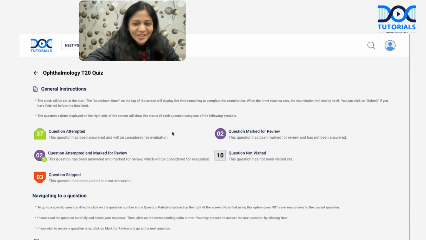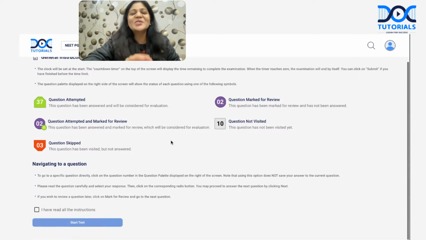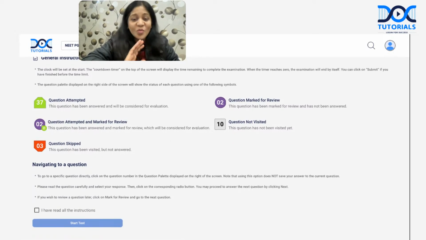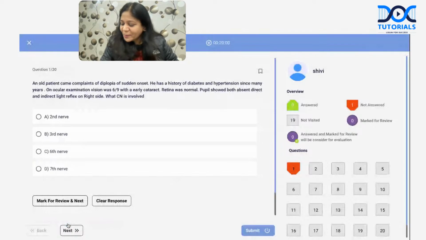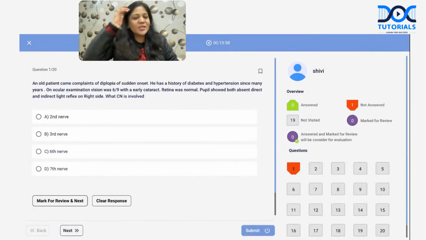Okay, so these are some general instructions. I'm not reading that, though one should read all the general instructions very properly. Okay, very nicely you have to read that. So I'm saying I have read all the instructions and I'm just starting the test. Okay, chalo, let's start with the fun here.